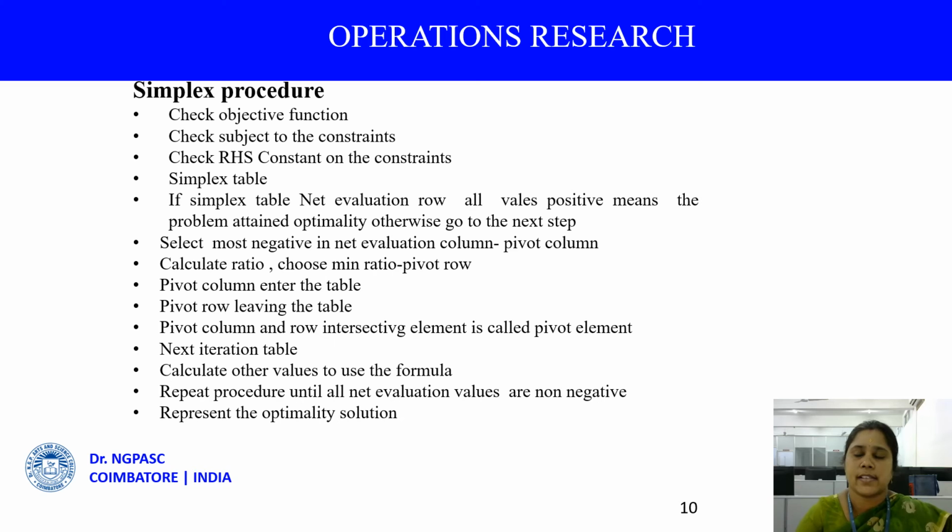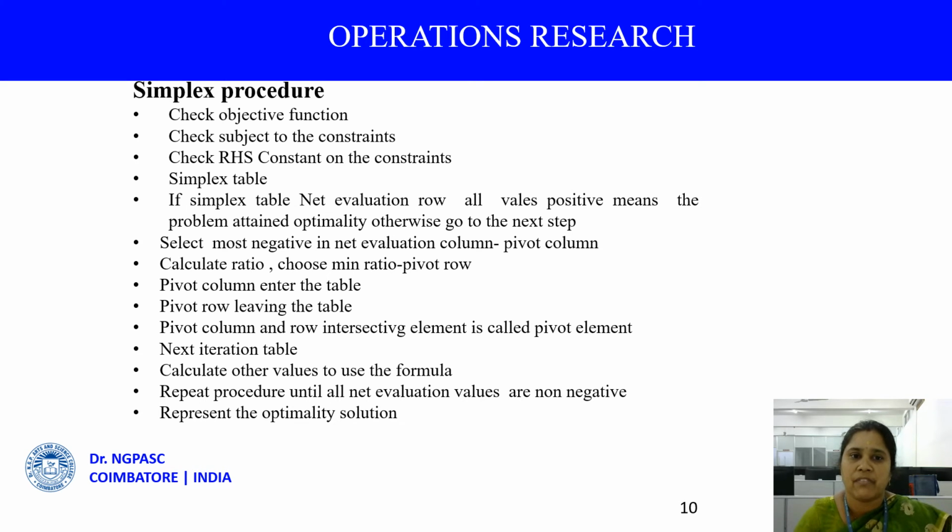Next, let us discuss the simplex procedure. The simplex procedure is applied only when the problem is in standard form. The first step is to check the objective function. The objective function should be of maximization type only. If the problem is given in minimization type, it has to be converted into maximization type. Suppose the given problem is a minimization; then we multiply by -1 on both sides, and the problem is converted into maximization type.